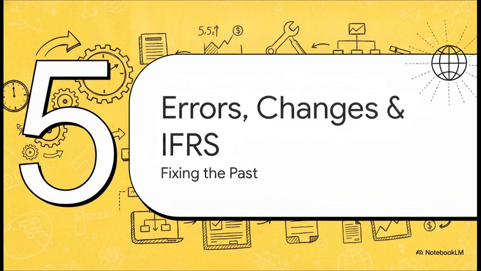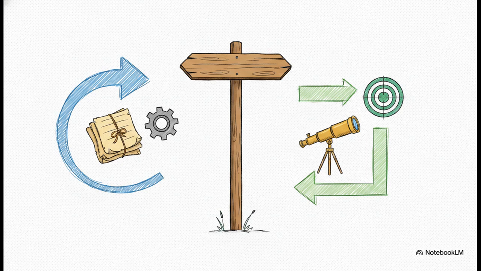Section 5. Errors, Changes, and IFRS. Okay, we've dealt with the present and we've dealt with the future. Now we have to look at how we fix the past. ASC 250 deals with error corrections and accounting changes. Let's take a beat to unpack this, because it is a highly confused concept.